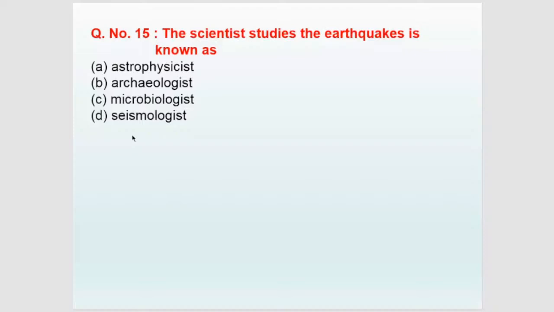Actually, it is not face to face. Otherwise, I could have asked why A and C, because as you know, astrophysicists are the scientists who work on the planets and other things. Microbiologists are related to biology. In that whole talk, it was about seismics, and even in the last part of my talk, I explained what the job of a seismologist is. So the correct answer is seismologist.